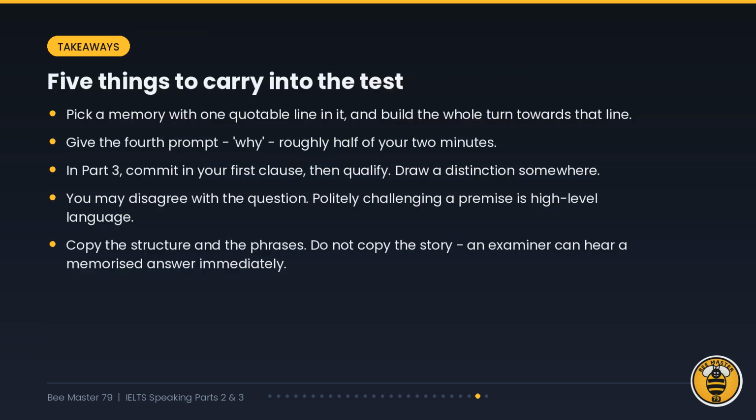To summarize, 5 things worth taking away. Pick a memory with one quotable line in it, and build the whole turn towards that line. Give the fourth prompt roughly half of your 2 minutes. In part 3, commit in your first clause, then qualify. Draw a distinction somewhere. You may disagree with the question. Politely challenging a premise is high-level language. Copy the structure and the phrases. Do not copy the story. An examiner can hear a memorized answer immediately.